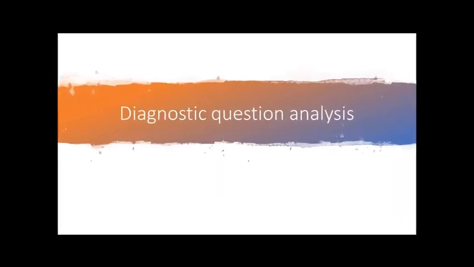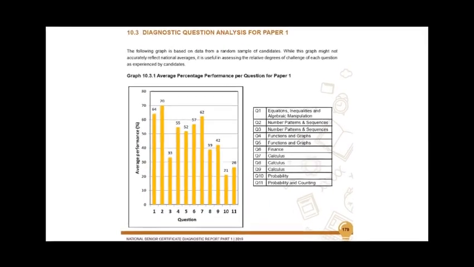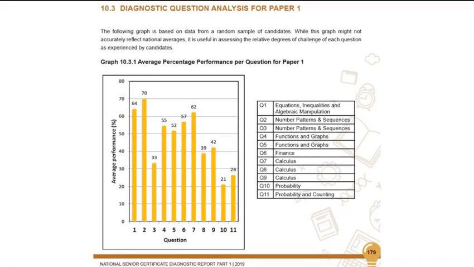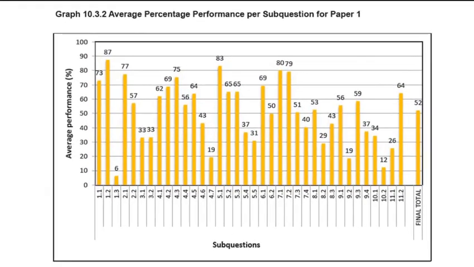The third section contains the diagnostic question analysis for each subject. This includes a bar graph of the average percentage marks obtained per question, as well as a more extensive bar graph which shows the breakdown of marks achieved in each sub-question. As mentioned earlier, these scores are for randomly selected samples of learners representing each achievement category.